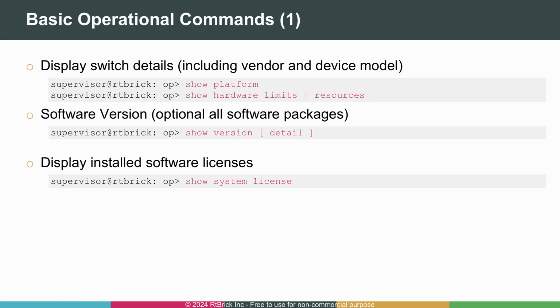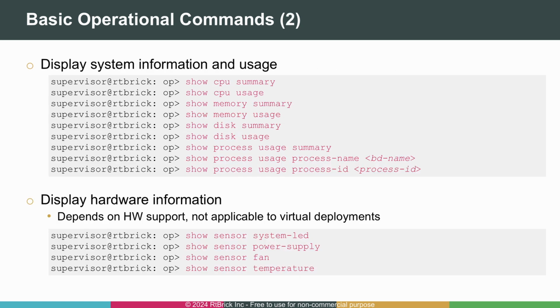We've already covered the show platform and show version commands, which provide information about the hardware and software in use. Additionally, you can check the switch's capacity using the show hardware limits and show hardware resources commands. The show system license command displays the installed software licenses. We've also reviewed the commands for displaying CPU load, memory usage, and disk usage. For the show CPU, show memory, and show disk commands, the summary and usage options provide detailed information, respectively.